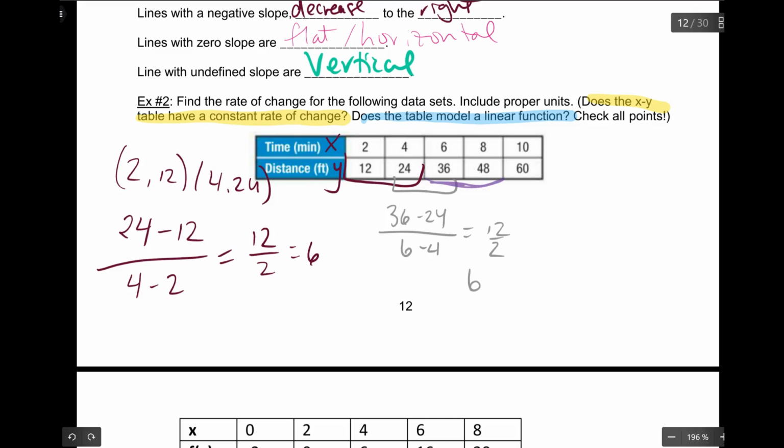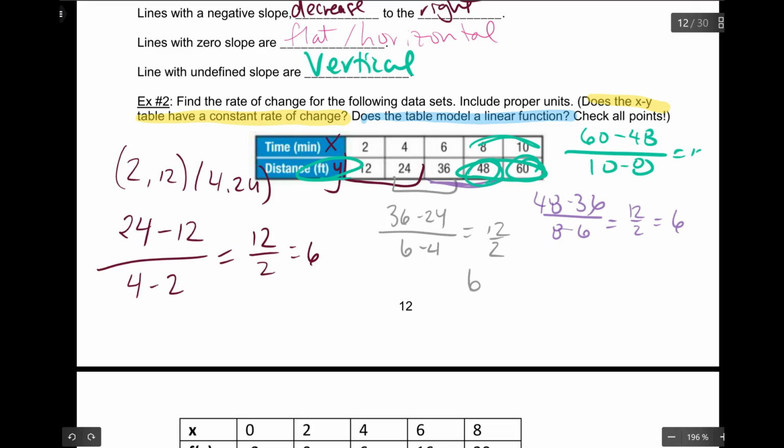We have these 2 points: 48 minus 36 over 8 minus 6. That's also going to be 12 over 2, or 6. And then the last 2 points, 8 and 10. So 60 minus 48, because remember, y2 minus y1, over 10 minus 8. Once again, 12 over 2, which is equal to 6. So we have a constant rate of change. Another way you could see this is going from 2 to 4 is 2, 4 to 6 is 2, 6 to 8 is 2, 8 to 10 is 2.